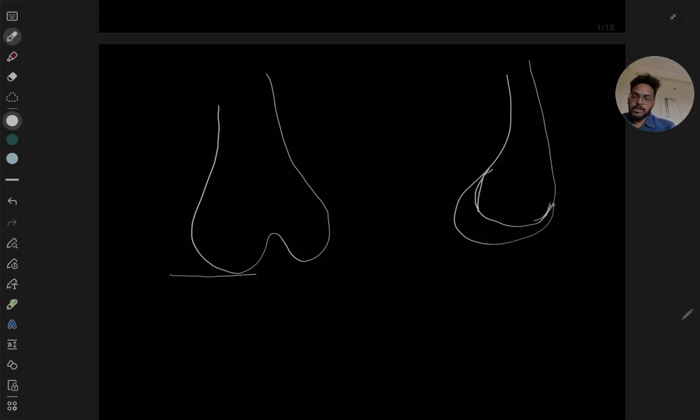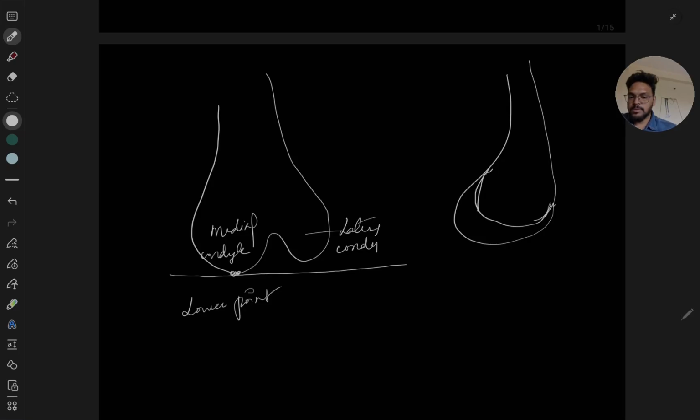If you draw a straight line immediately touching the tibial plateau, the lowermost point is the medial condyle. This is the medial condyle and this is the lateral condyle. It makes about a 15 to 30 degrees angle with the horizontal. So the medial condyle is the lowermost part, and in the lateral view, in the anteroposterior direction, this is the anterior most and this is the posterior most.